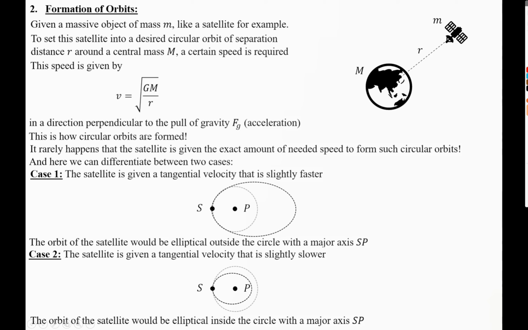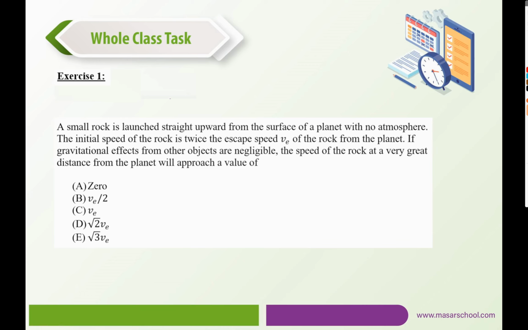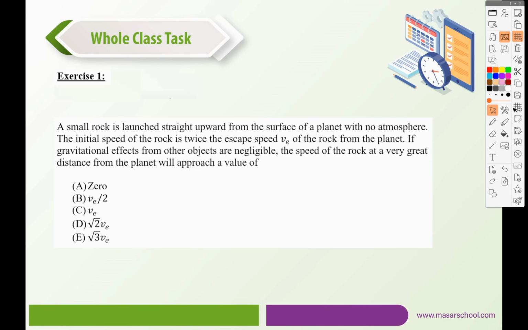Sometimes we give more speed or less speed. More speed would give us an elliptical orbit outside the circle with SP to be the major axis. Less speed would give us an elliptical orbit again, but inside the circle with SP being the major axis. Now for the rest of the video, we're gonna solve some exercises on what we have explained so far in this unit.